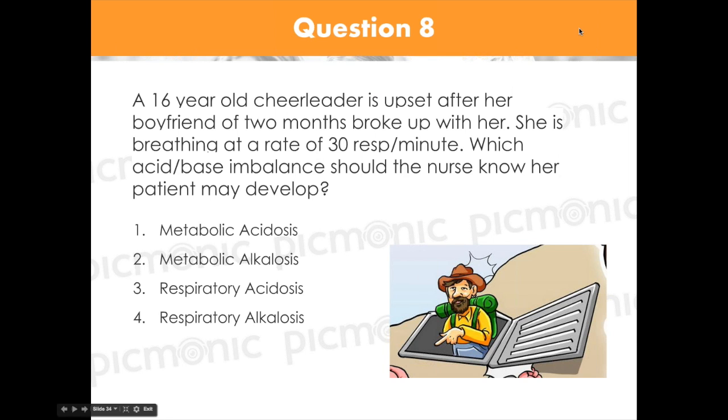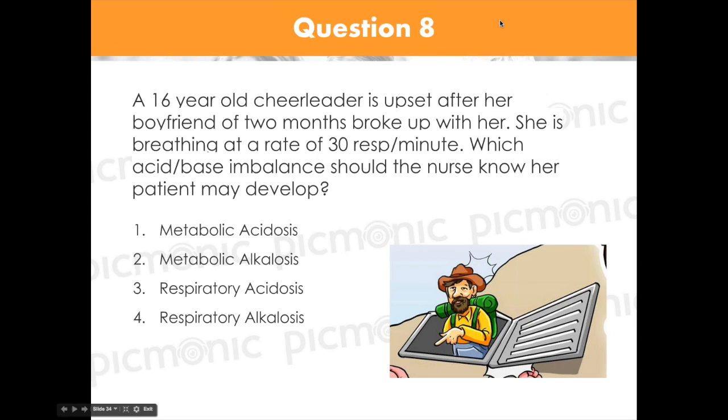So here's another one. This is a fun one of mine. A 16-year-old cheerleader is upset after her boyfriend of 2 months, such a long time, broke up with her. She's breathing at a rate of 30 respirations a minute. Which acid-base imbalance should the nurse know the patient may develop? I feel so sorry for her. She's so upset. She's breathing at 30 times a minute. I mean, that's pretty fast.